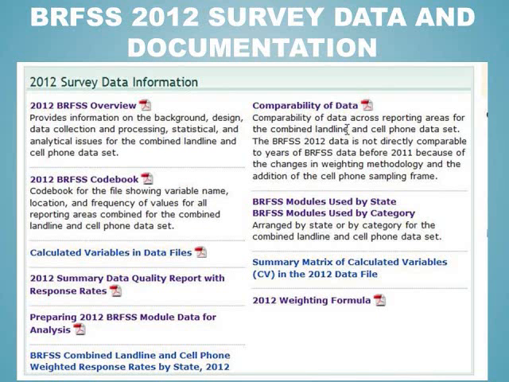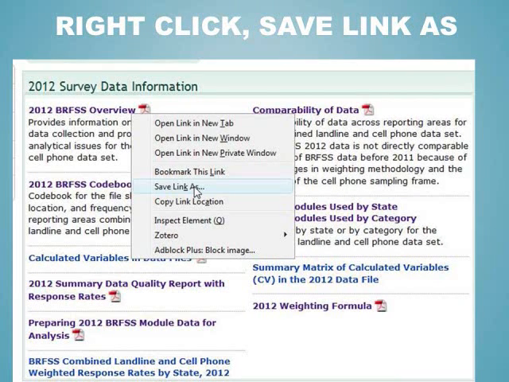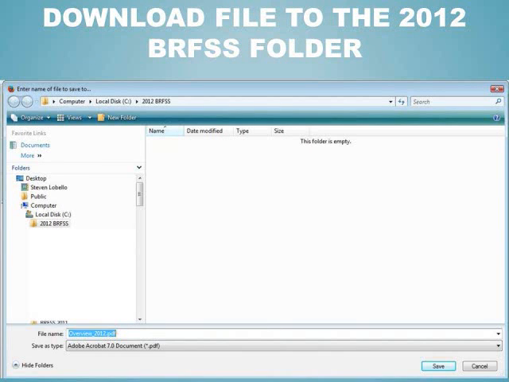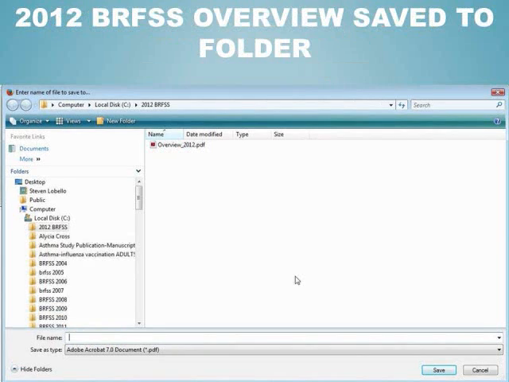Scrolling down on this page, we come to a section labeled 2012 Survey Data Information. This is the section where all the supporting documentation is found. Most of the links have Adobe PDF document symbols next to them. I usually download every PDF file in this section. Start with the 2012 BRFSS Overview document. Place the cursor over the link, right-click, choose Save As, and save the Overview PDF document to the 2012 BRFSS folder you created on your hard drive.